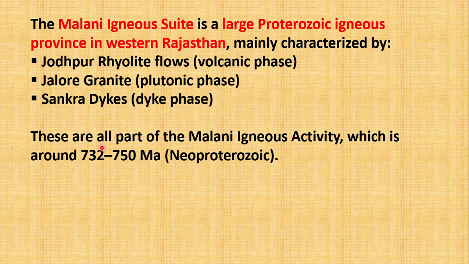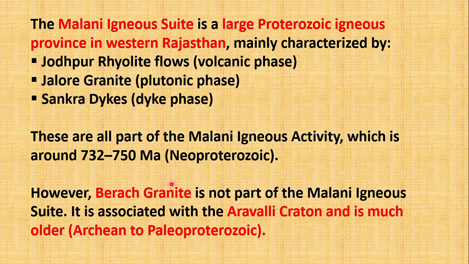Okay, these all are part of the Malani igneous activity, which is around 732 to 750 million years, in the Neoproterozoic. Remember the age of the Malani igneous suite is approximately 750 million years. Malani igneous province is the largest felsic province in India. However, Bedach granite is part of the Aravalli Craton, and Bedach granite is older than the Malani igneous suite. The age of Bedach granite is approximately Archean to Paleoproterozoic. So Bedach granite is not related to the Malani igneous activity.